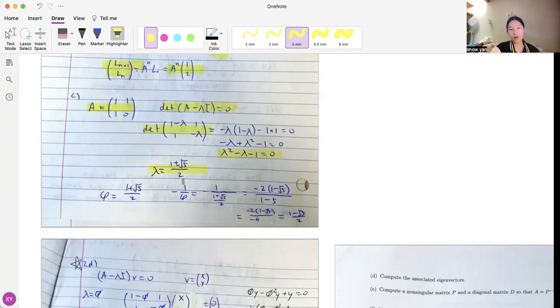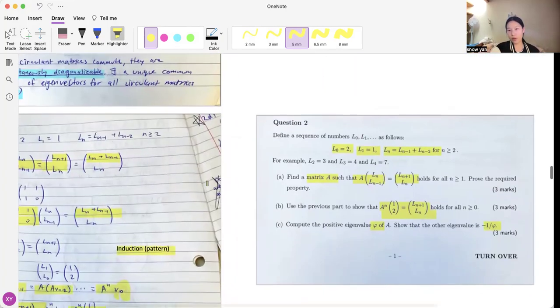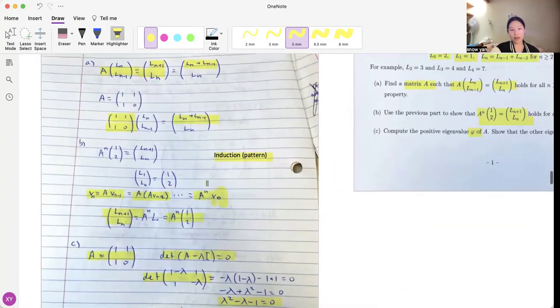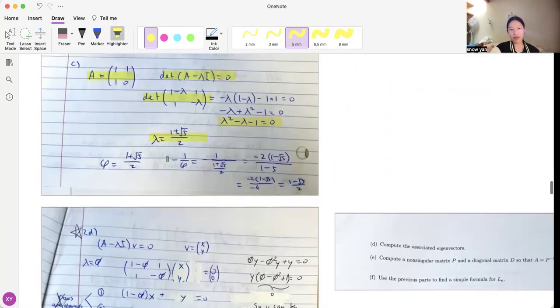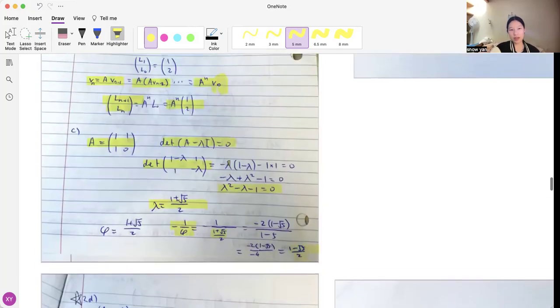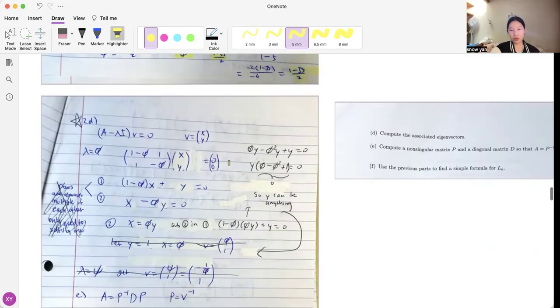And it asks us to take one more step to show that the other eigenvalue is negative 1 over that thing. So I just put this in and see where that takes me. After some algebra, I do indeed get the other eigenvalue, the negative side of the golden ratio. So that's pretty straightforward, that question.